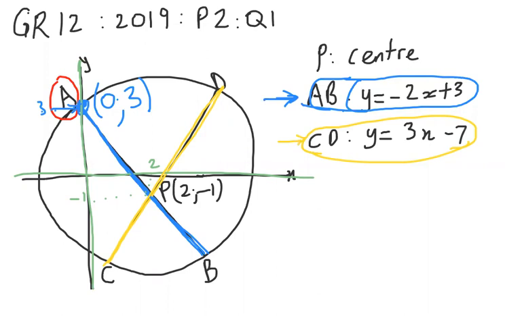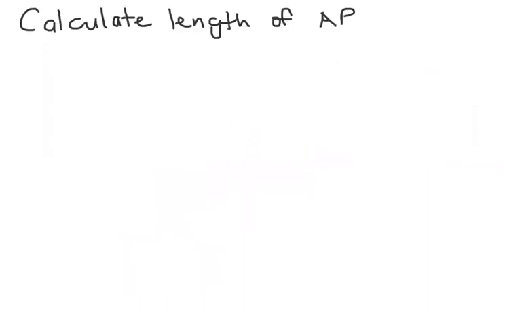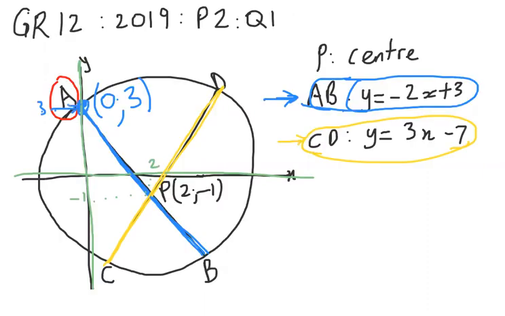Right, so let's look at the next question. The next question is calculate the length of AP. Now, where's AP? Let's go back. So there's AP. You know what? Let's use red. So there's AP.